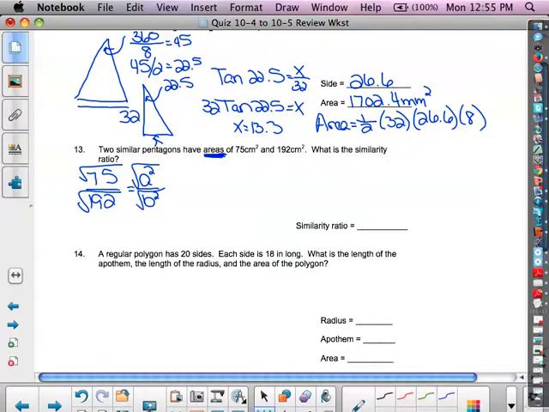Square root of 75 becomes 5 root 3. Square root of 192 becomes 8 root 3. Square root of a squared is a. Square root of b squared is b. Root 3 over root 3 cancels. So the similarity ratio a to b is 5 to 8.